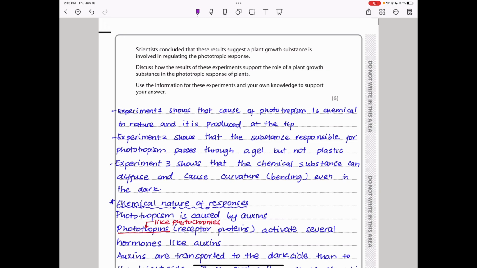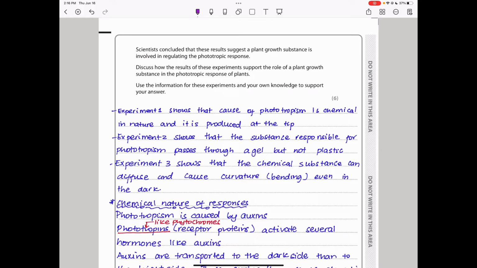They say scientists concluded that these results suggest a plant growth substance is involved in regulating the phototropic response. Discuss how the results of these experiments support the role of plant growth substance in the phototropic response of plants, and use the information from these experiments and your own knowledge to support your answer. So here, of course, I have to go through all the experiments.